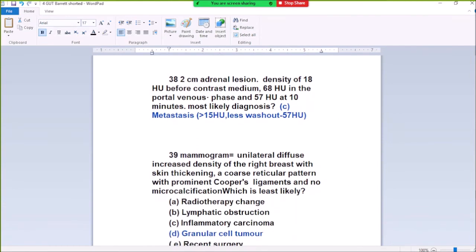Question 38. 2 cm adrenal lesion, attenuation of 18 HU before contrast, 58 HU in the portal venous phase, and 57 HU at 10 minutes, most likely diagnosis: metastasis. Because it is showing washout. Before contrast 18, then 58 HU in the portal venous phase, and in the late phase it is showing washout. Greater than 15 HU, correct, and then it shows washout, 57.